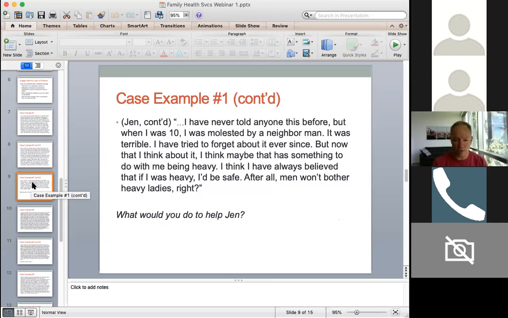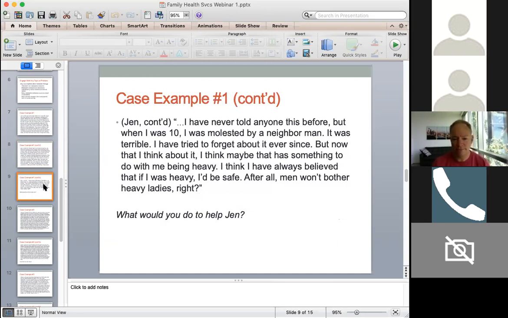"It was terrible. I've tried to forget about it ever since, but now that I think about it, I think maybe that has something to do with me being heavy. I think I've always believed that if I was heavy, I'd be safe. After all, men won't bother heavy ladies, right?"